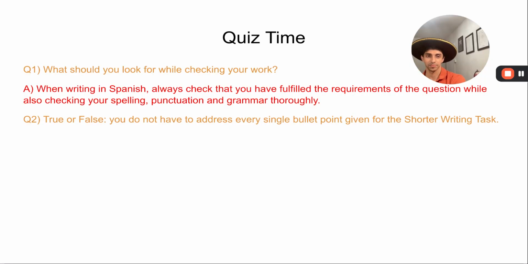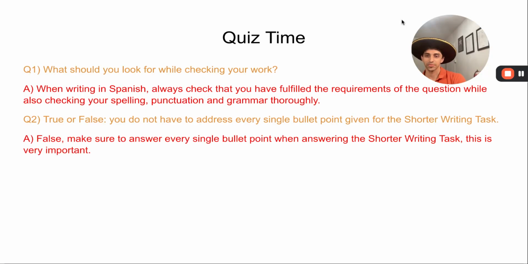This one is false. So you definitely do have to answer every single bullet point when you are answering your shorter writing task. And this is very important. There are marks in the mark scheme for any exam board, really, specifically for doing this. So definitely something to practice and get used to as well.